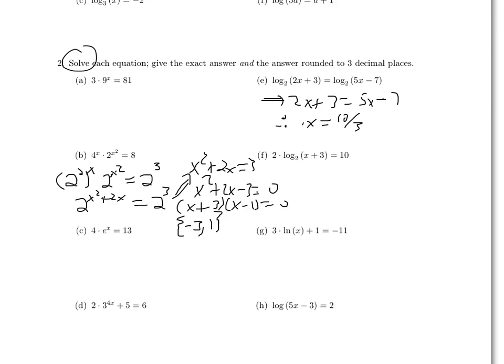Okay, so the more general solution method we talked about in class is to first isolate the exponential or log that's got your x stuck in it. In this case, my x is stuck in the exponent of this e to the x expression. So I want to isolate that first, which means divide both sides by 4, and now the e to the x part is by itself.